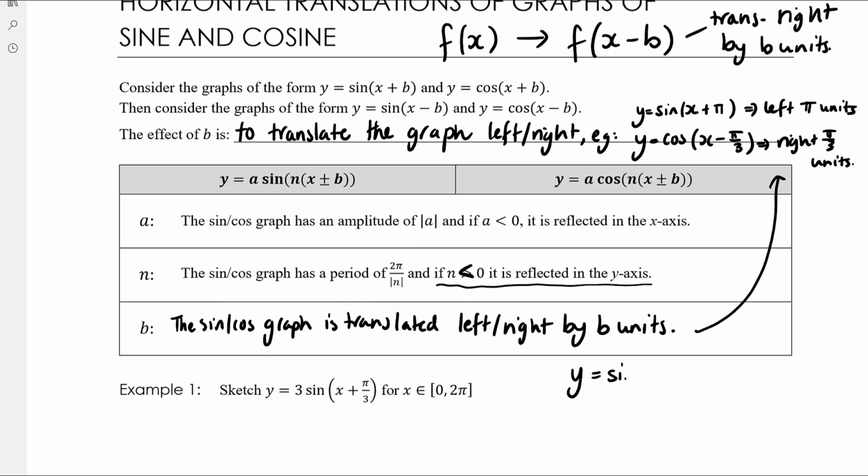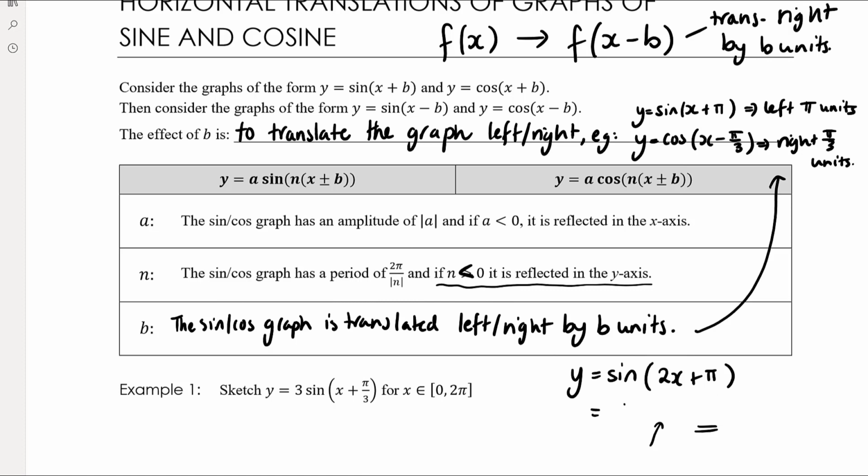So for example, if we had y equals sine of 2x plus pi, we would need to first of all factor the 2 out inside here, and this becomes x plus pi on 2 to be able to see dilation by a factor of half from the y-axis, so the period is halved, period becomes pi, and then to the left by pi on 2, not to the left by pi.